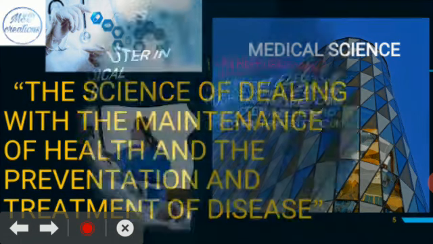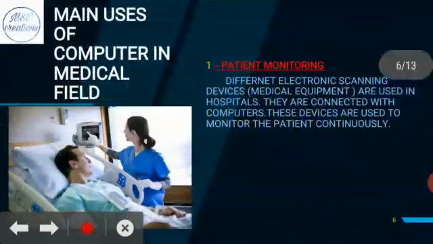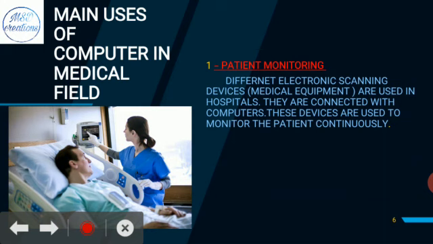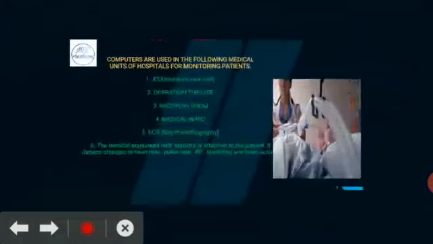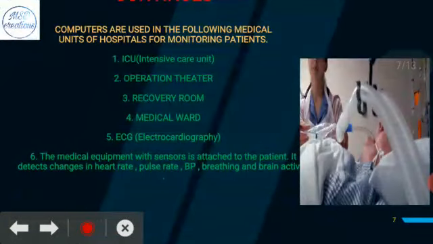Now for our main motto, the main uses of computers in the field of medical. The first point is monitoring the patient. Different electronic devices are used for monitoring the patient. In ICUs we use computers. In the operation theater, we use computers for details of the patient's body. In the recovery room, the medical ward, and in ECGs, we use computers.